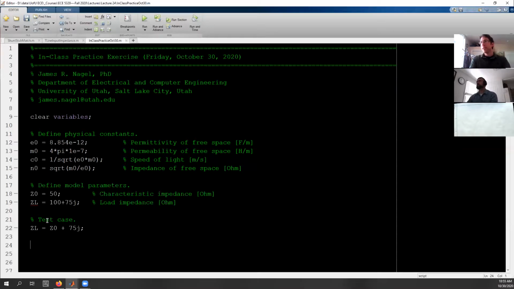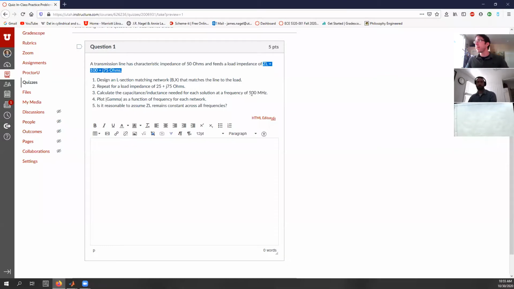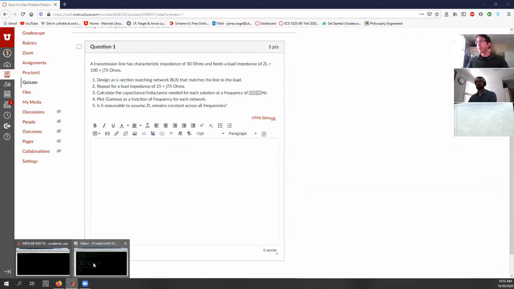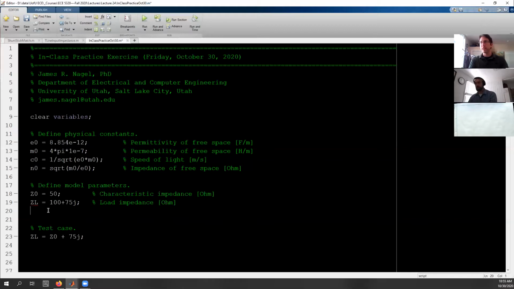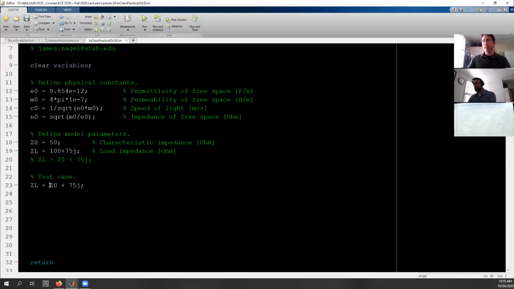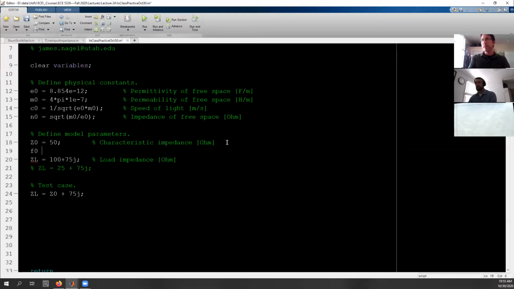There you go. And let's see, so we had a center frequency of 500 megahertz. So also, I have another little note here. So ZL was going to be 25 plus 75J. This is going to be our second case. So I'll just comment that out, right? So we'll uncomment that when we're ready to get to it and just leave that there. And we're going to explore this case real quick. And then, of course, F naught is 500 megahertz. We'll call it the center frequency. So that's the desired matching frequency there.